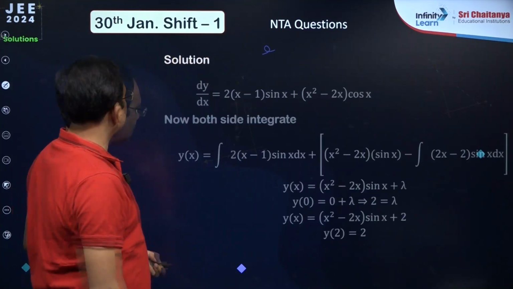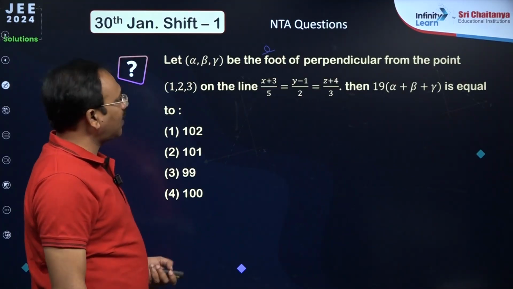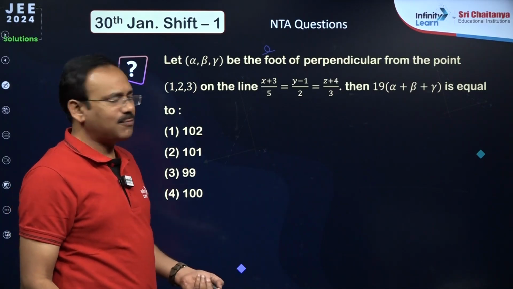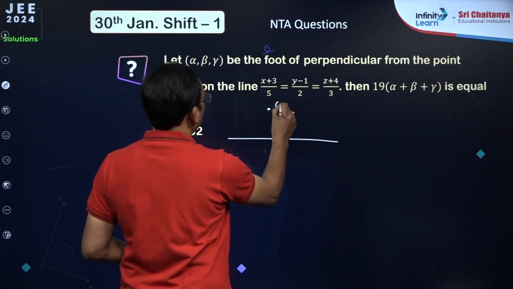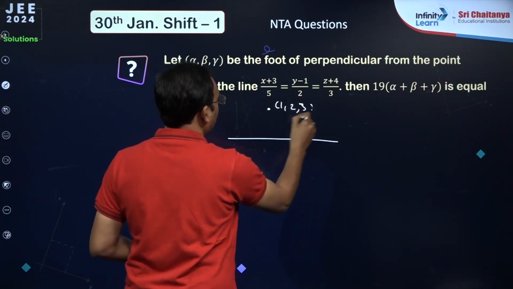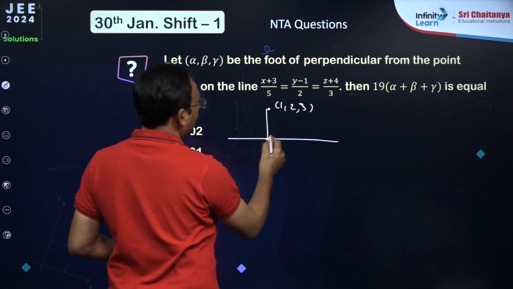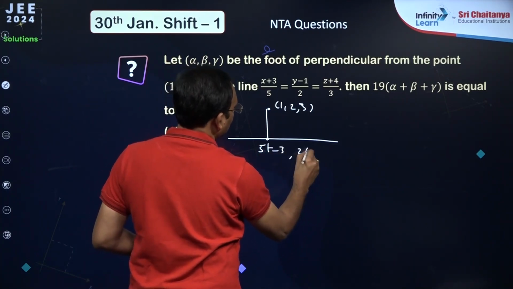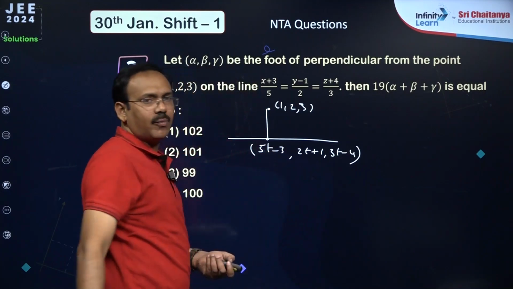Okay. Next, the same thing is done here. So alpha, beta, gamma is the foot of the perpendicular from the point 1, 2, 3 onto the line. A standard procedure: a line is given, from point 1, 2, 3 we need to find the foot of the perpendicular onto the line. You just take the general point equal to t. This is 5t minus 3, 2t plus 1, 3t minus 4. This is the general point on the line.